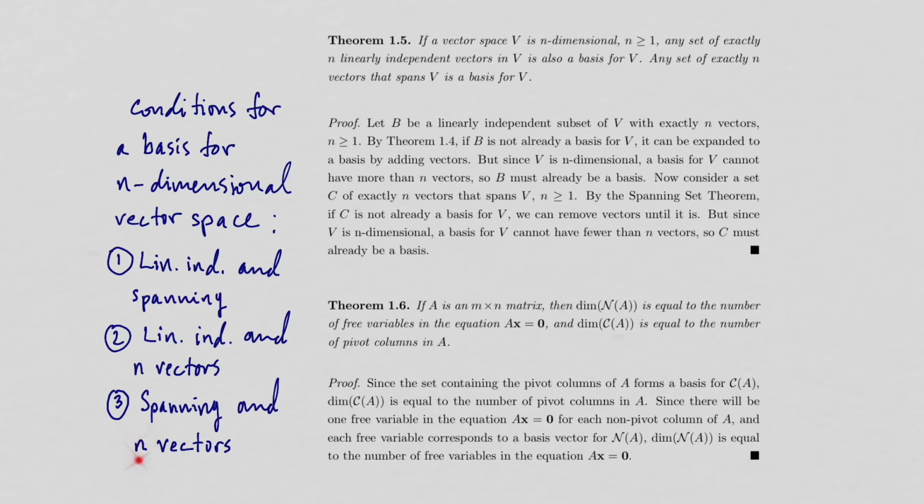Likewise, if I have a set of 5 vectors that's a spanning set, it's automatically a basis. I don't have to check to see if it's linearly independent. This is a really convenient theorem because we often do know the dimension of a vector space, and when we're trying to find a basis for that space, we really only have to make sure we have n vectors and then either make sure that the set is linearly independent or that it's a spanning set. We don't have to do both.